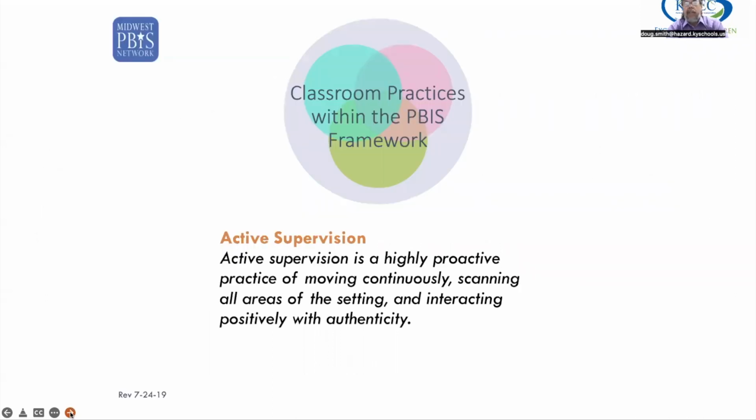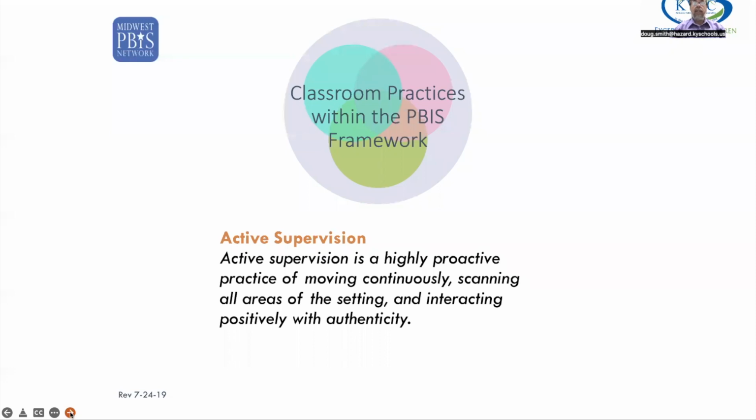So active supervision. Active supervision is exactly what it says. You're able to walk around the classroom, moving continuously, scanning all areas of the classroom and interacting with the students positively and with authenticity. So active supervision means that I can see my students, I can hear my students, I can interact with my students. I think it is Dr. Anita Archer says, walk around, talk around, look around. So just make sure that you're active within your classroom.